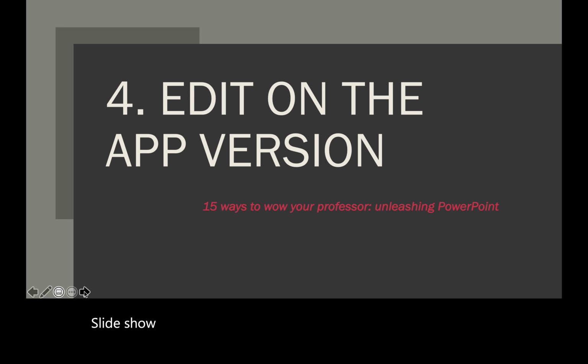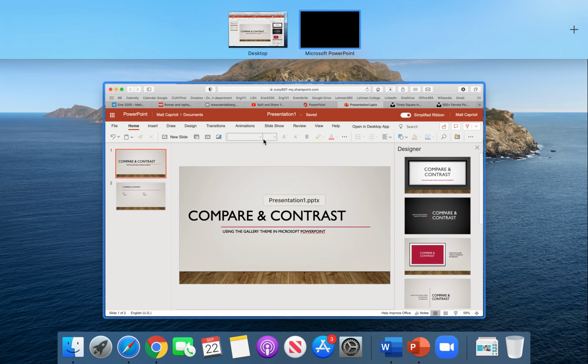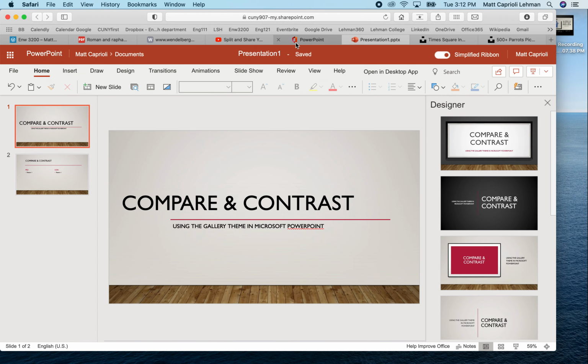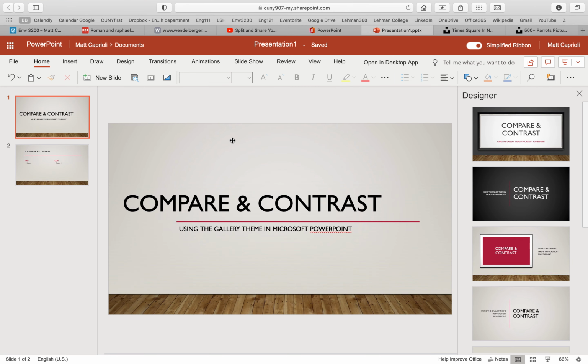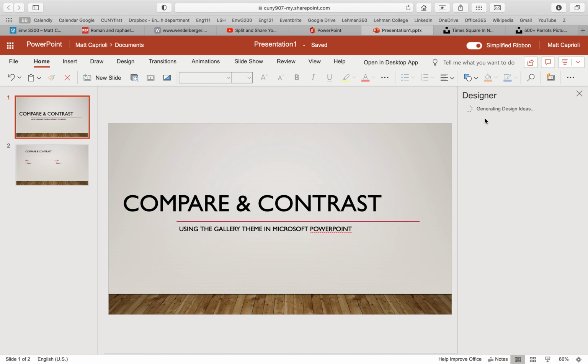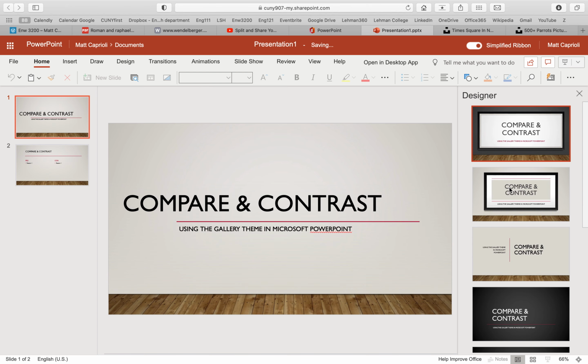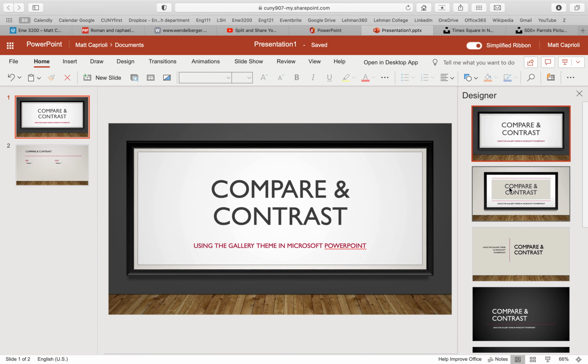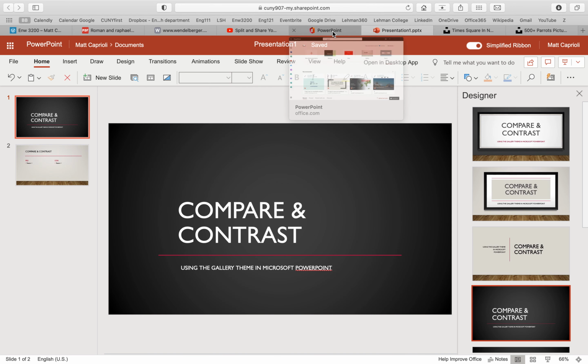The fourth tip would be to edit on the app version. I'm using the app version right now, but as a CUNY student, you have access to the web version, which is this right here. And it's fine, but it just has fewer features. So when you're actually making a PowerPoint, just know that when you are designing on the web, it will be a little slower and you will have fewer features. So just something to be aware of.